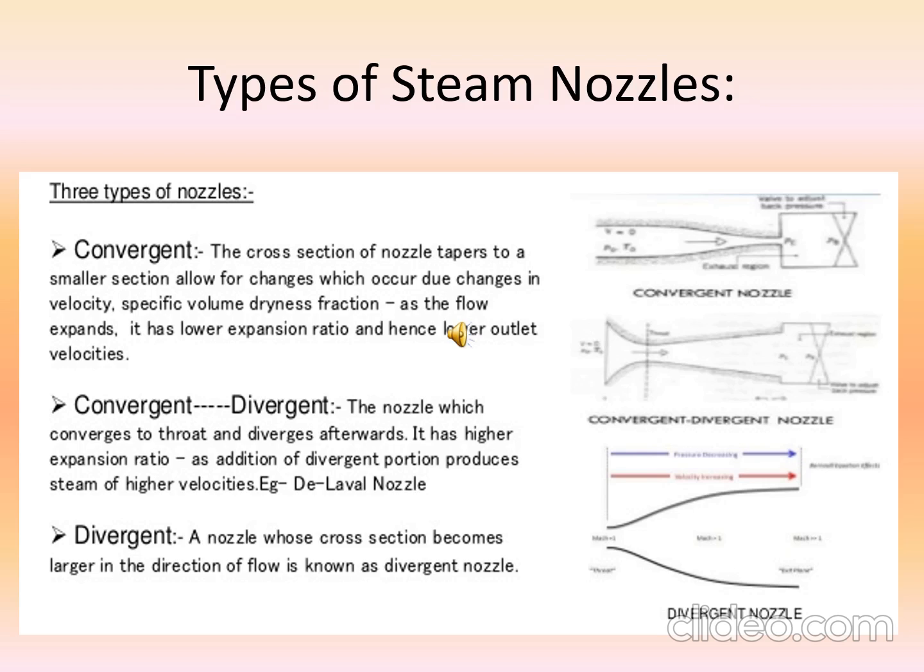Then, what is a divergent nozzle? In a divergent nozzle, the cross-sectional area increases continuously from its entrance to exit. It is used where the back pressure is less than the critical pressure. Next, I will describe what back pressure and critical pressure are. Then, the convergent-divergent nozzle: the cross-sectional area first decreases from its entrance to the throat, then increases from the throat to exit. That is called the convergent-divergent nozzle.